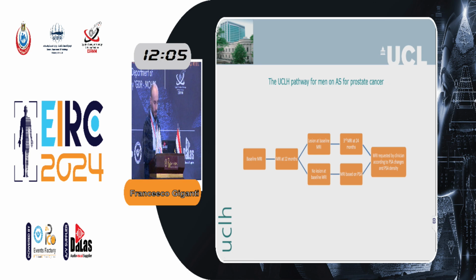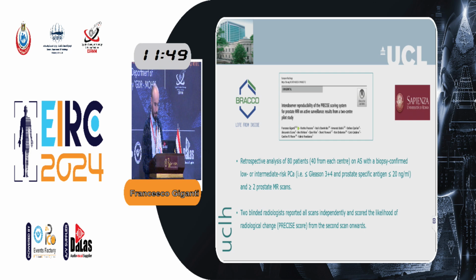This is our pathway at UCLH, where we have a baseline MRI and then an MRI after 12 months, and our patients are on active surveillance. Then if you have a visible lesion at baseline, you will have another MRI at 3 years. If you do not have a lesion at baseline, you will have an MRI based on PSA kinetics.